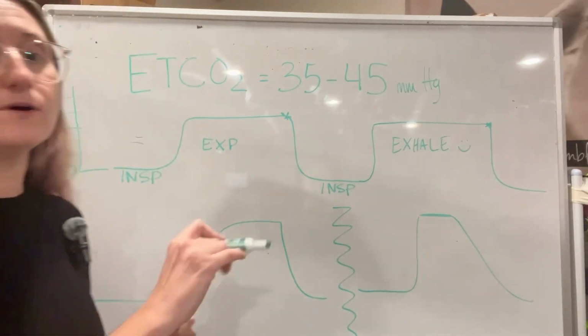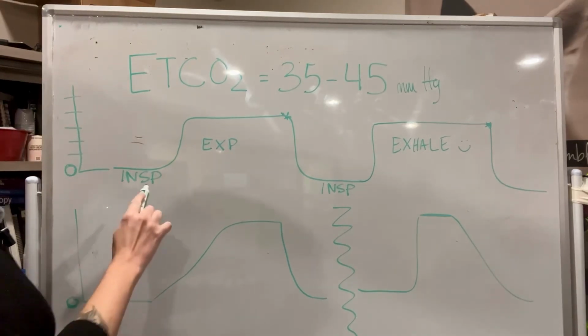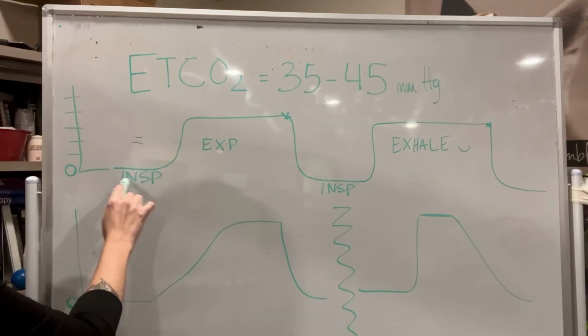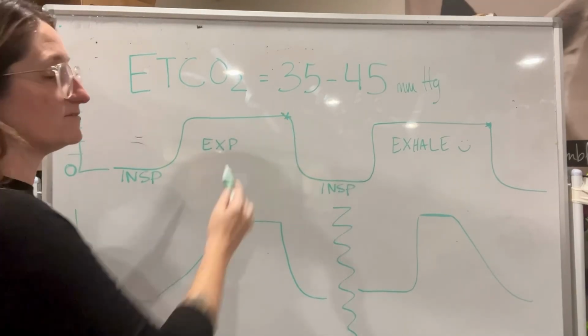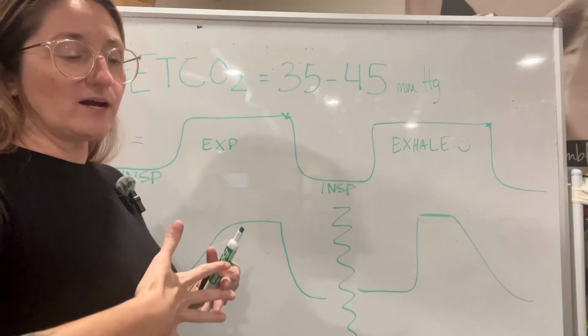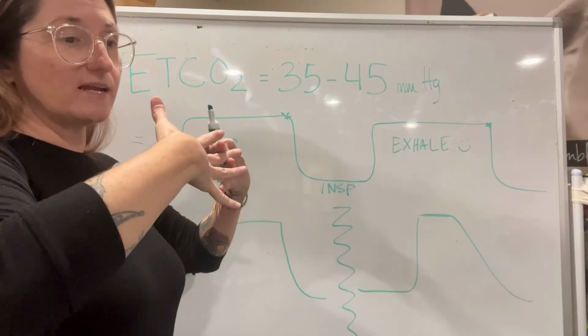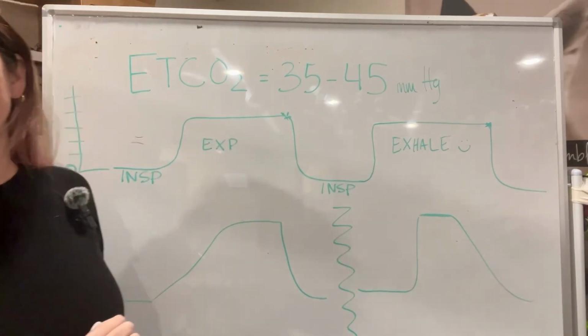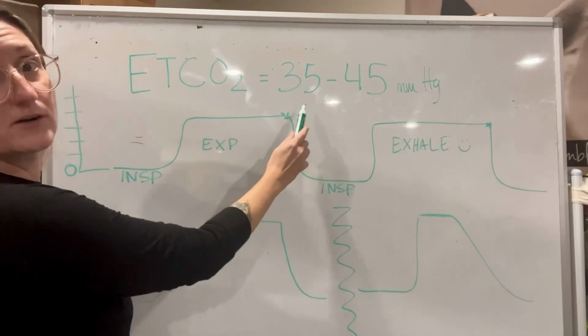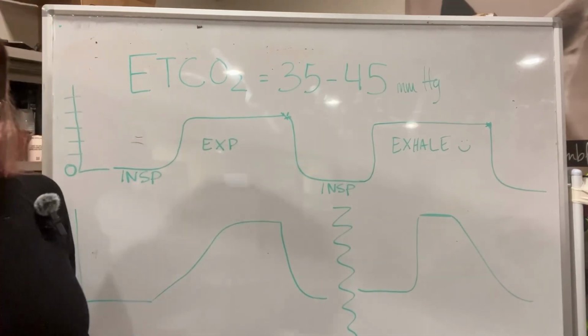So if we look at our waveform, let's remember from the last video that this is inspiration and this is exhalation, or our expiration. And then when we get to the very end, we're breathing all the way out, all the way out, and we get to the very end before we inhale again. That's kind of our end point, and that's where we take that measurement. We're looking for our numbers to be anywhere between 35 and 45.